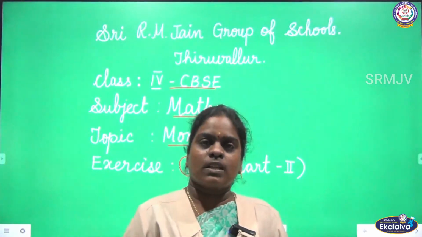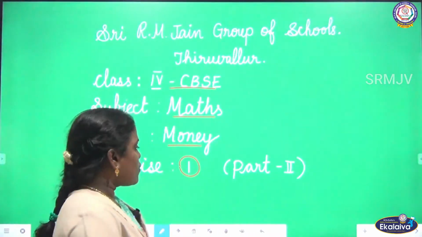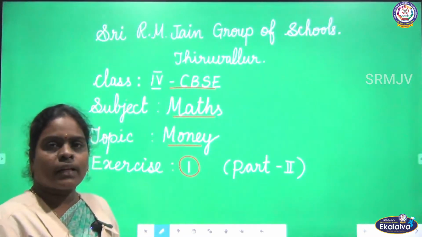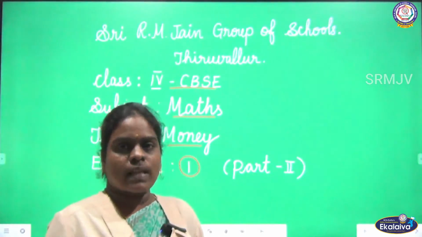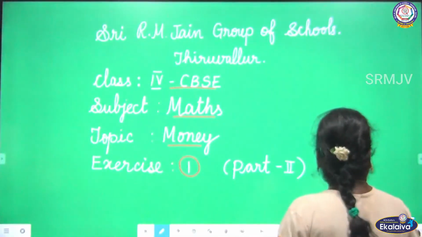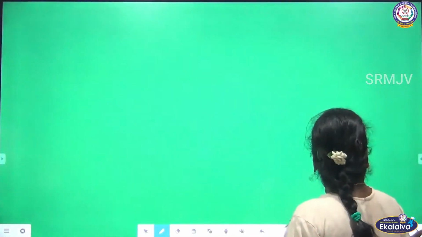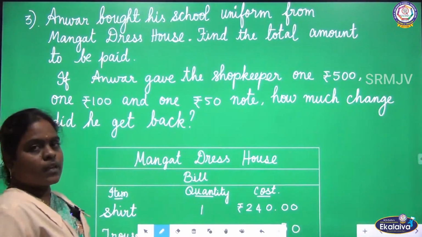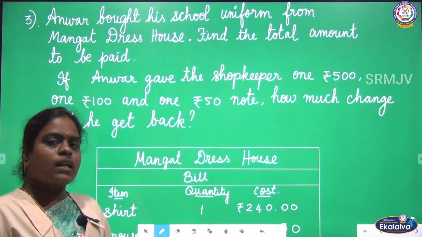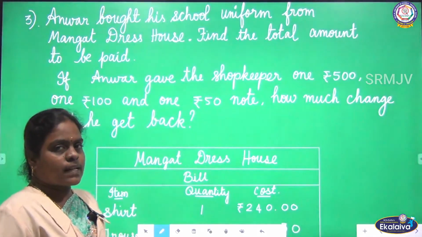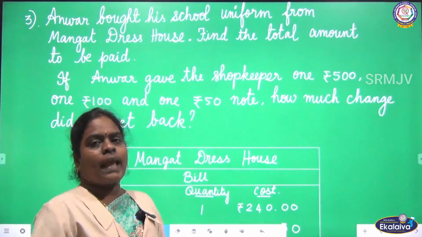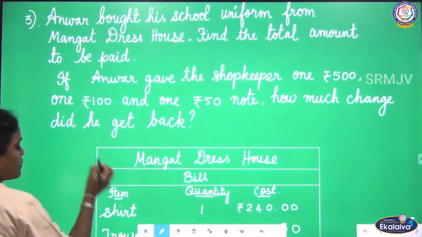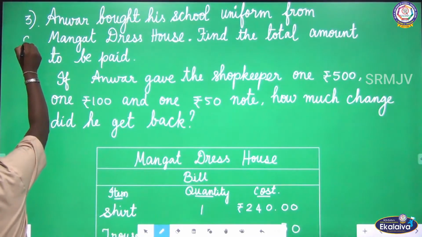Children, in our previous class we have learnt the first 3 questions from exercise 1, chapter Money, and today we are going to continue the same exercise. From the third question we are going to learn. In the last class we learned the first and second. In the third question, A and B sums we have learnt. So from C sum we are going to learn today.